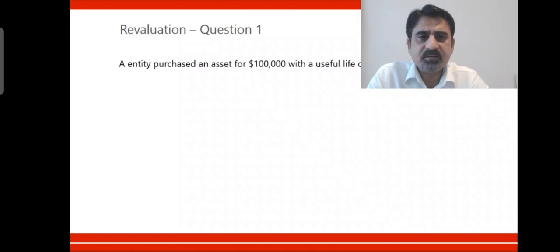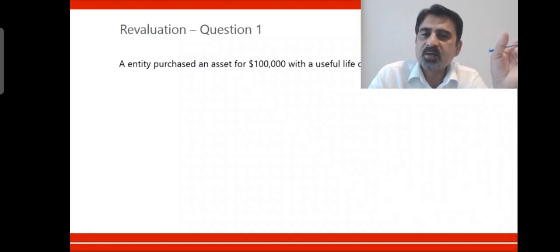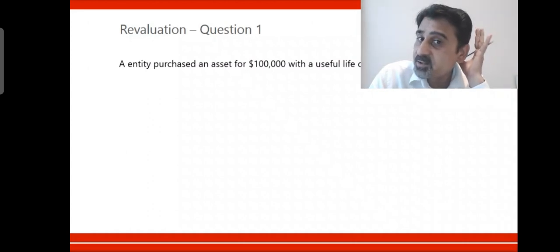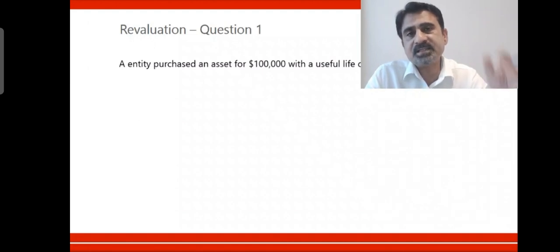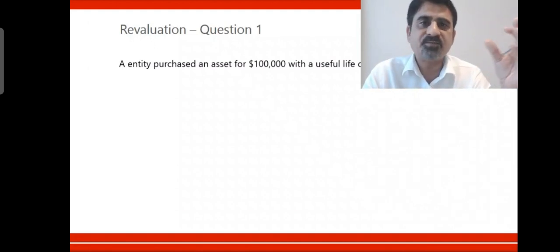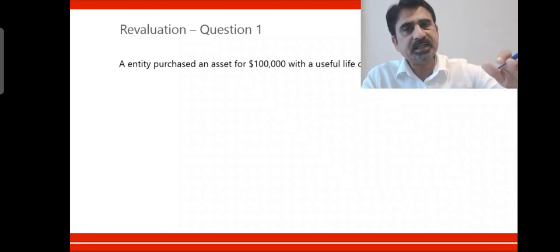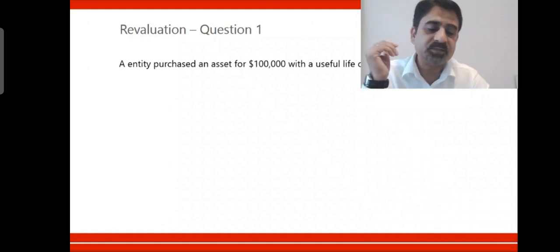So we say that straight line method with residual value 0. It means that $100,000 worth of asset will become 0 in 20 years. So how much is my depreciation? 100,000, the cost, minus the residual value, which is 0, divided by 20. So it means that my depreciation per year is 5,000. The asset is going to lose $5,000 value every year. So from 100,000 it will become 95,000, 90,000, 85,000, 80,000, and that's how it will become 0 in 20 years.